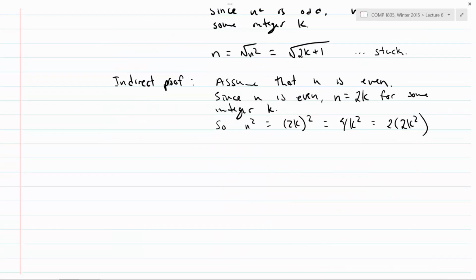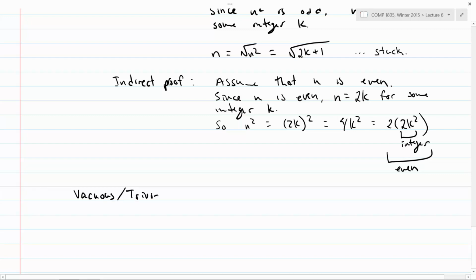All right. So now we're done, because if k is an integer, then 2k squared is an integer, and that means this is 2 times an integer, which means it's even. Any questions about that? All right, so the next kind of proof you'll see is called a vacuous or trivial proof. And I really only include this for the sake of thoroughness, because I won't ask you any questions like this because it's silly.